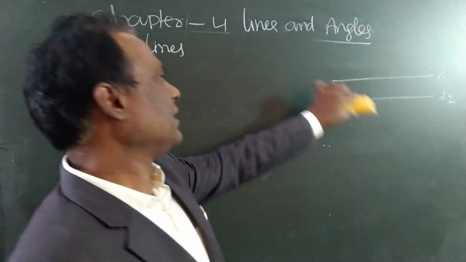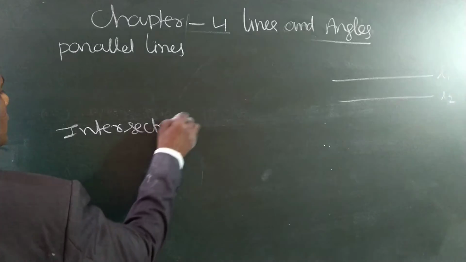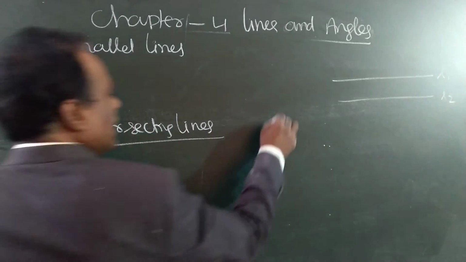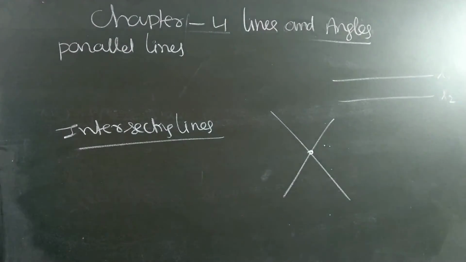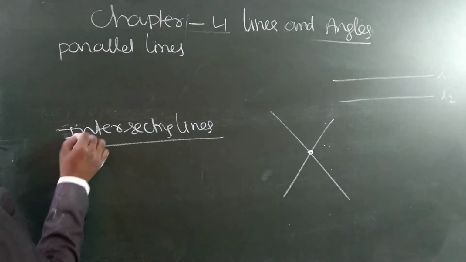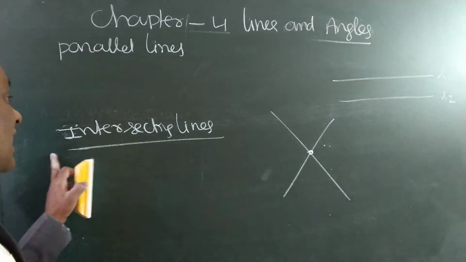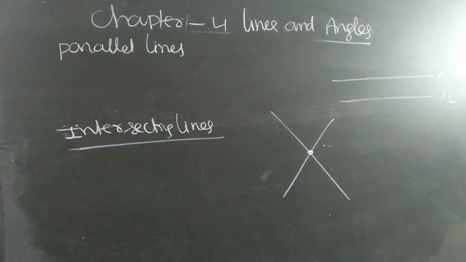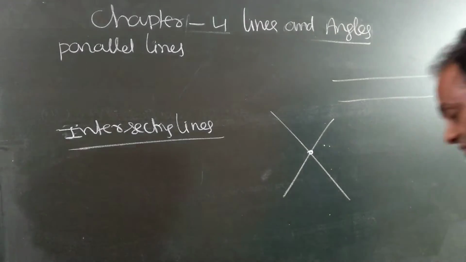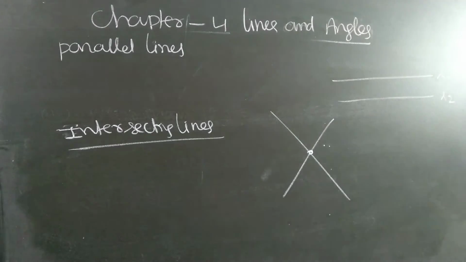You can write that example like this. Write down that example. Parallel means they don't meet. Intersecting means they meet. That's all. Write down. If two lines have a common point, they are called intersecting lines.